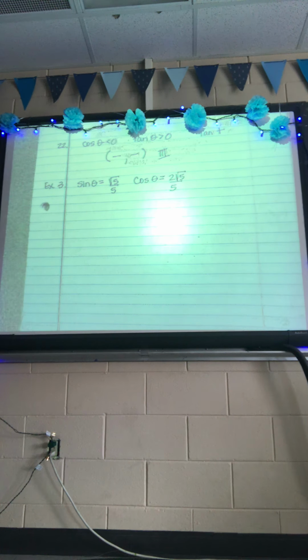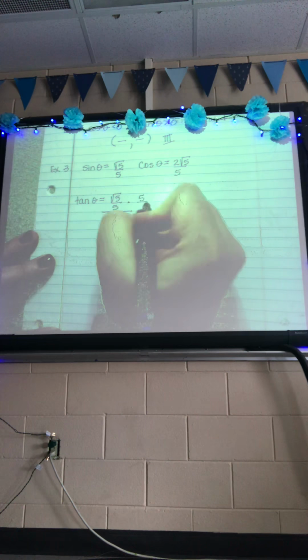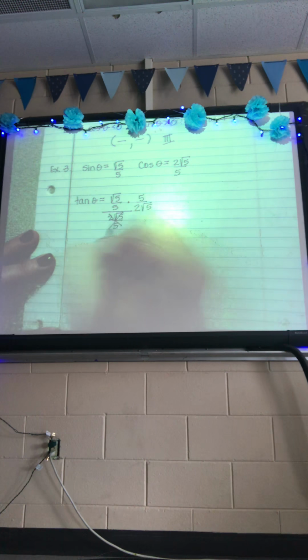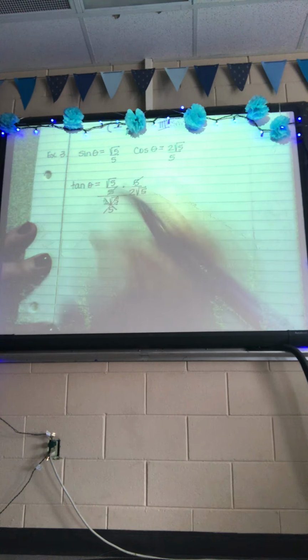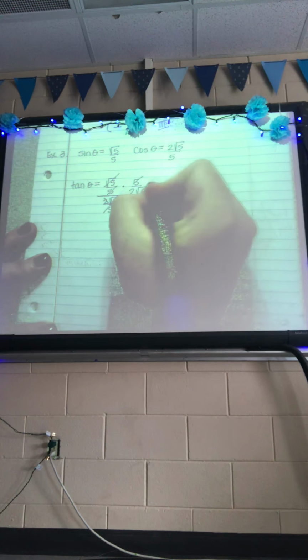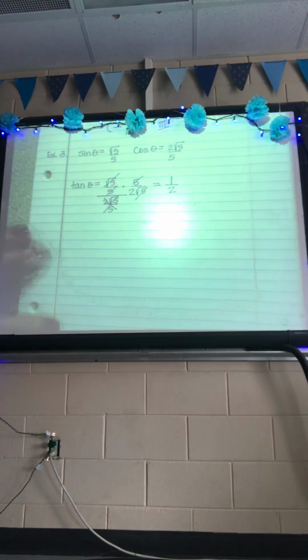Okay, I know the sine. I know the cosine. So how am I going to find the tangent? Sine over cosine. So the square root of 5 over 5 over 2 square root of 5 over 5. How do I get the fraction outside of the fraction? Multiply by the reciprocal. 5 over 2 square root of 5. So this is no longer here. These 5's cancel out. The square root of 5's cancel out. So I end up with just a 2 on the bottom, so I'll put a 1 on top. 1/2. See how this is no different? We've done this before. The numbers are just different.